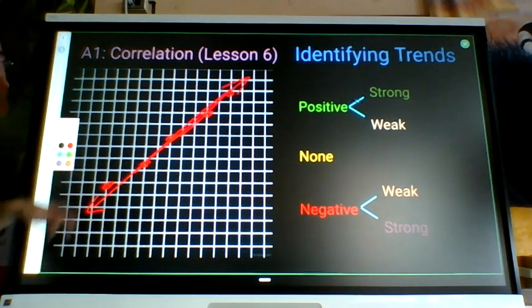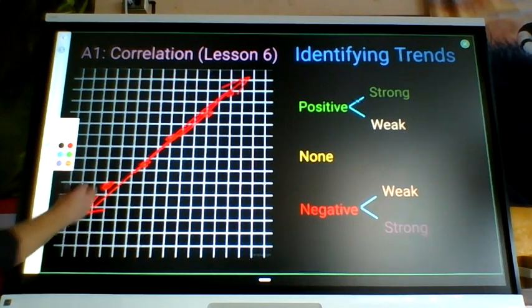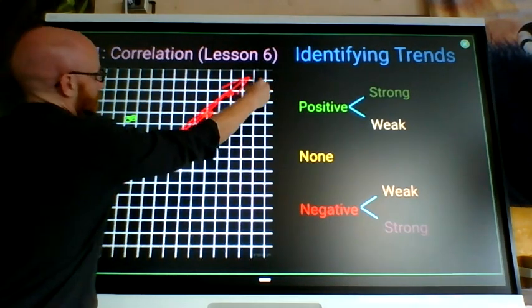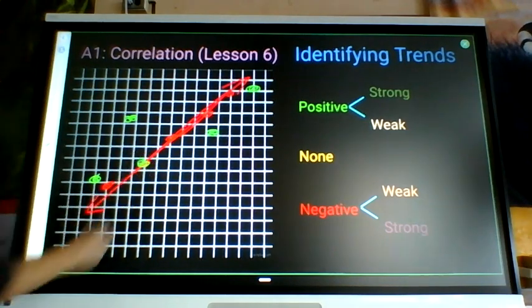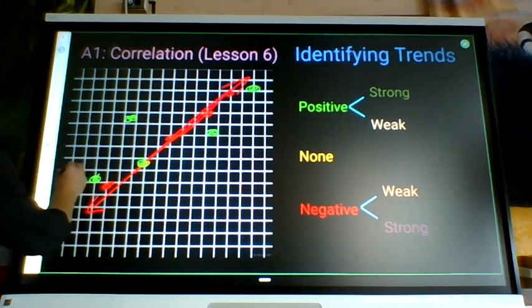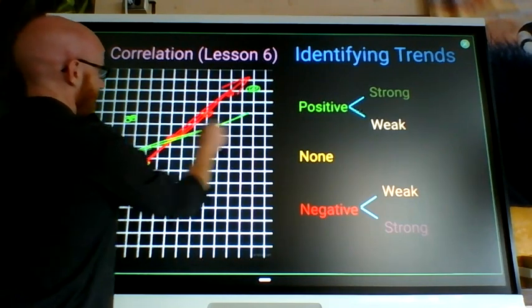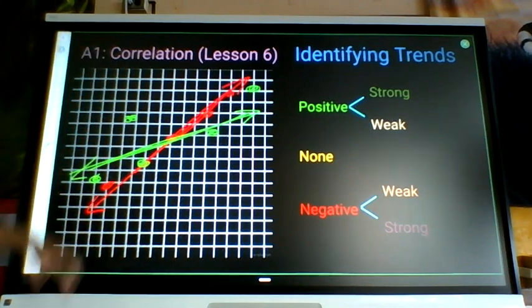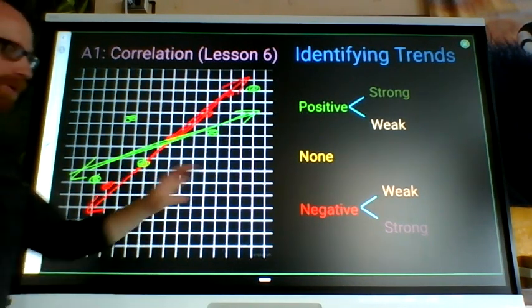Weak positive correlation, still moving in a positive direction, but when I try to draw a line to capture most of the points, they stray a little farther away from the line. Okay? Same kind of thing when we're looking at negatives.